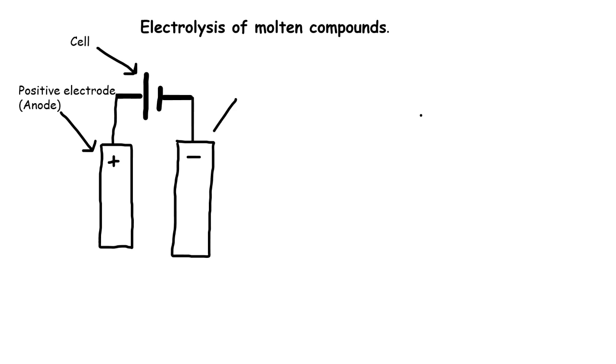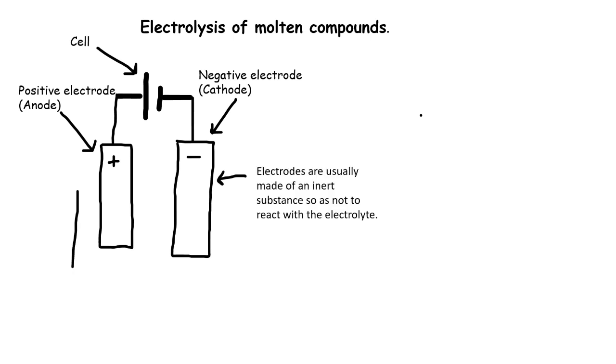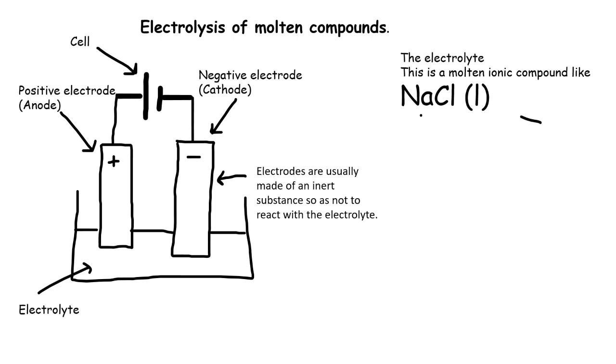The electrodes used in electrolysis have to be made of an inert material like platinum or graphite. Inert materials will not react with the electrolyte. The electrolyte is the liquid that conducts electricity, but it also contains the compound we wish to separate into elements. In my example, I'm using sodium chloride shown here.